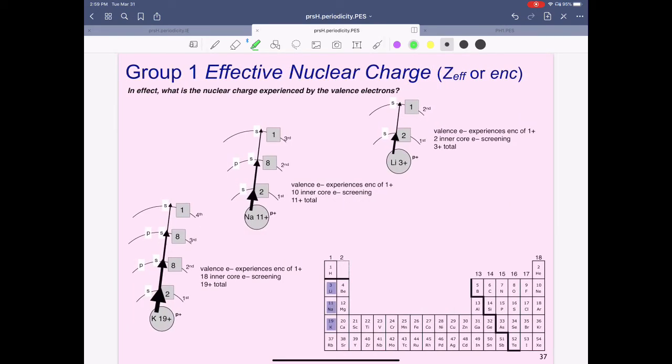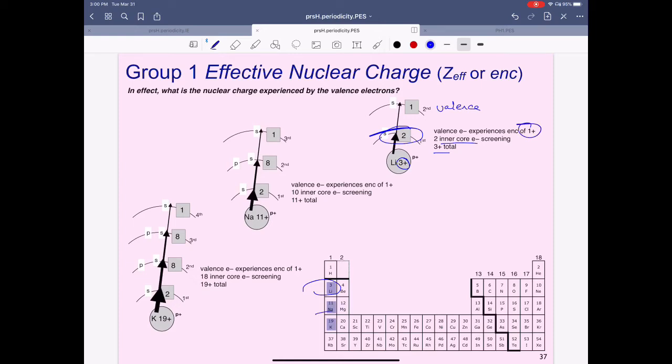Let's have a look and see how this comes about. So we'll look at lithium first. Lithium, in the first column of the periodic table, has 3 protons total and an inner core of 2 electrons, that's those right here. And so ultimately the valence electrons feel an effective nuclear charge of 1.